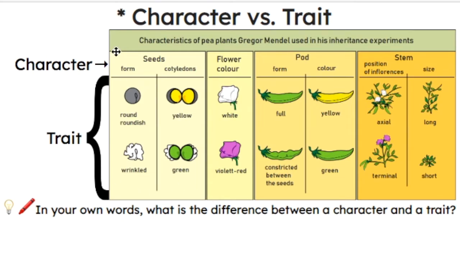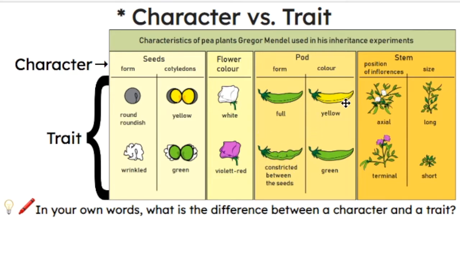So if you see up here, we have the character is seeds, and then within that you have round or wrinkled, yellow or green, just like in the video. The flower color is a character, but the options down below, the trait choices, are white or violet red, that's purple. The character for the pod shape, meaning the outside where the peas are inside, you can either have full or constricted, meaning you can see the peas from the outside, or it's yellow versus green.